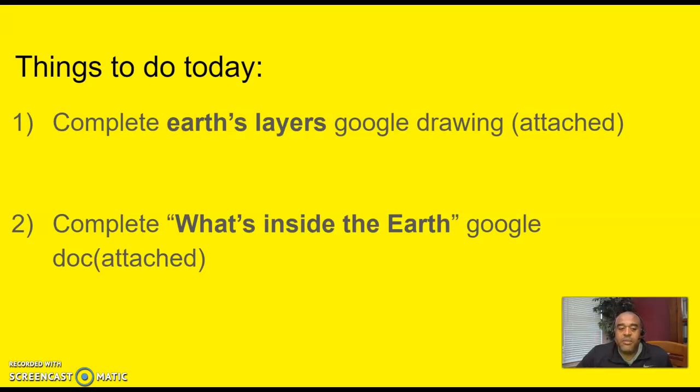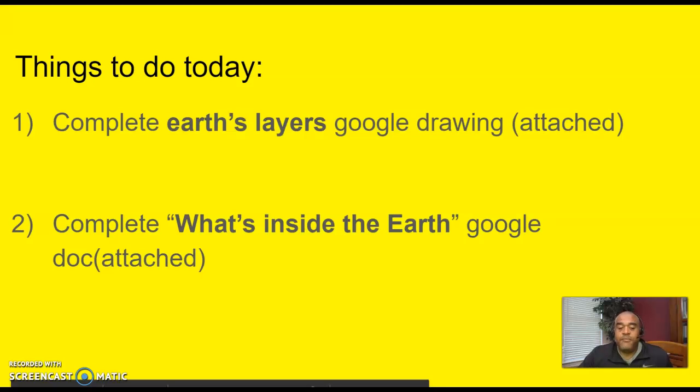Things to do today. Number one is easy peasy, lemon squeezy. I have an Earth's layers Google drawing. It's simply you using the word bank to correctly label the 4 layers of the Earth. So here's the part of the standard where you have to show you know the position of the layers of the Earth. Please don't confuse the inner and the outer core when you do that.